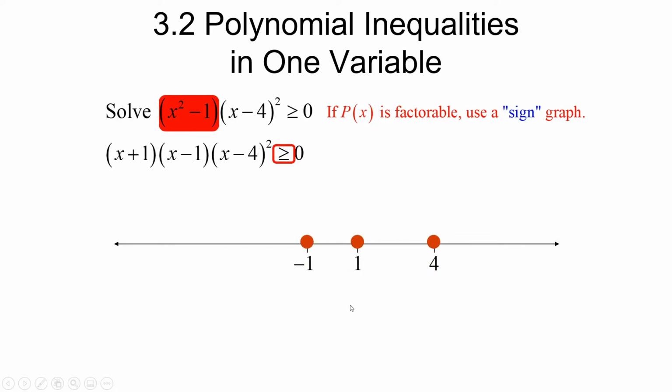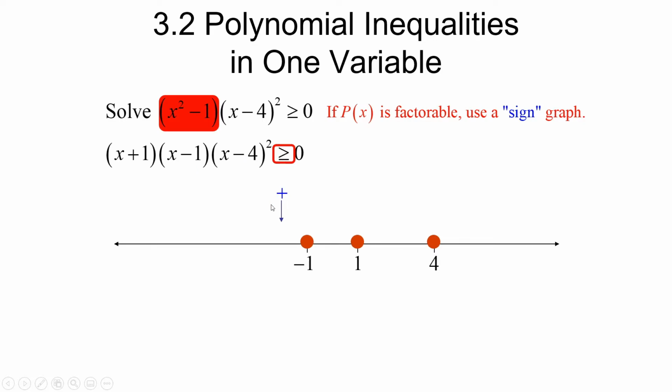And now let's pick an interval. Now, I usually choose 0 when I can, but this one I'm going to work left to right. So I started over here. I'm going to use an x value that is in the interval less than negative 1. So how about I just use a negative 2? Negative 2 plus 1, negative. Negative 2 minus 1, also negative. And this quantity squared will be positive, so I see a negative times a positive, which is positive.